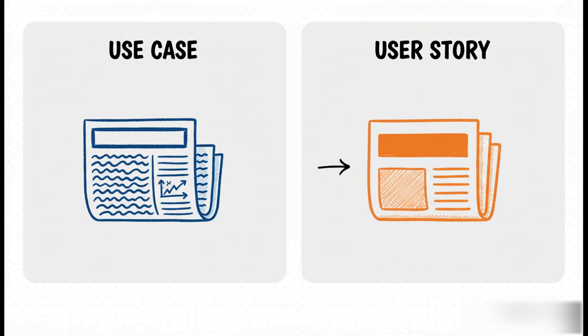Now, you might be thinking, hang on, isn't this just a user story? And that's a great question because they're related, but they are very, very different. A user story is all about the high-level need. It tells you the what and the why. A use case is what dives deep into the how, the nitty-gritty, step-by-step interaction.